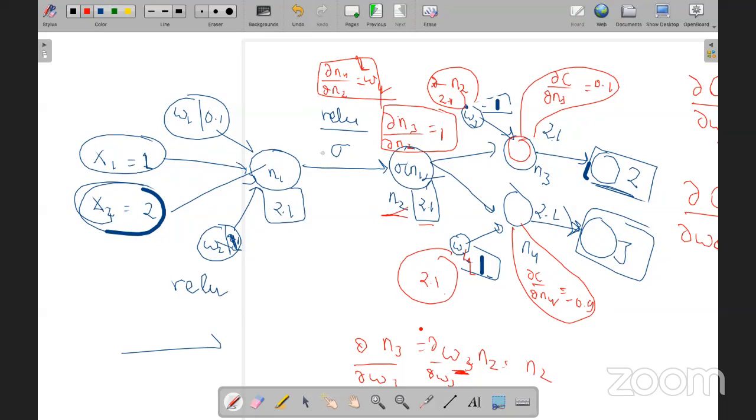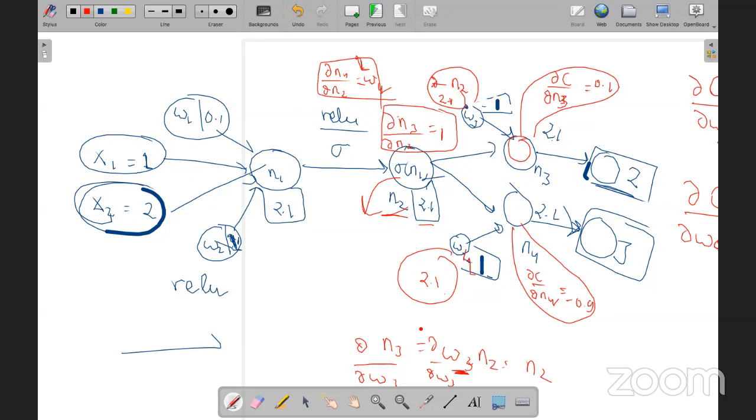Now this is sigma, this is ReLU, and its derivative depends upon the value. So if it is positive, you just put 1. If it's negative, then you put 0, and that's it. So you come back here, and first of all you calculate the derivative here, the exact value. So what is the value here? You calculated the value for this node already. This was dc by dn3, which was 0.1.